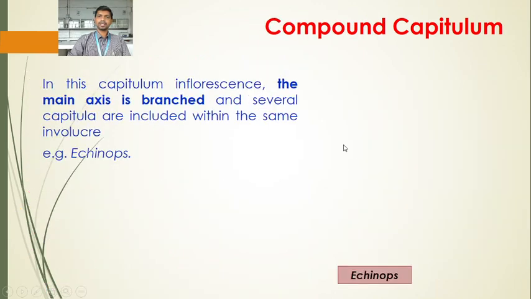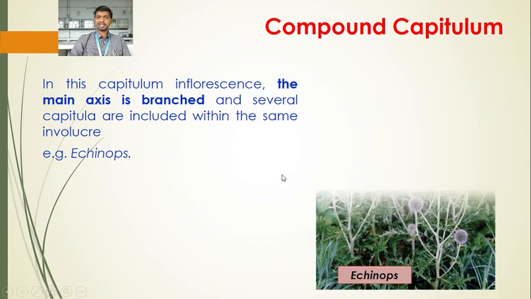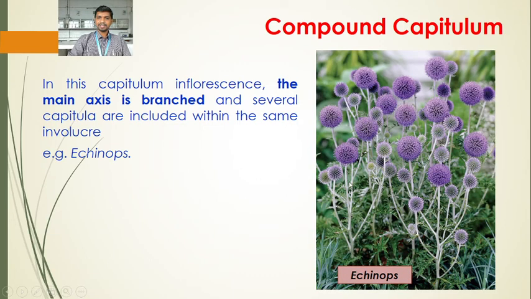Now we are going to the compound capitulum. If there is branching, then the inflorescence is compound. So in this compound capitulum inflorescence, the main axis is branched and several capitula are included within the same involucre. For example, Echinops. In this type of inflorescence, the branching is seen in the peduncle. So these are the lateral branches, and each branch bears a head or capitulum inflorescence.